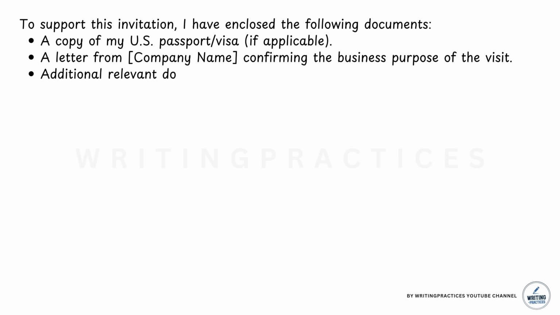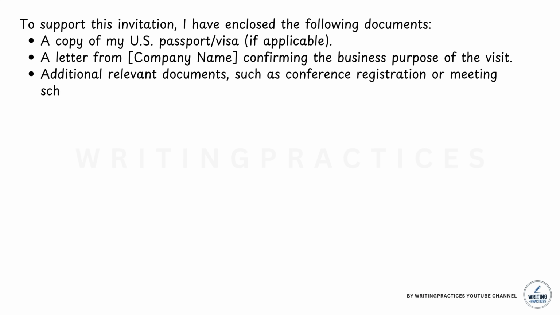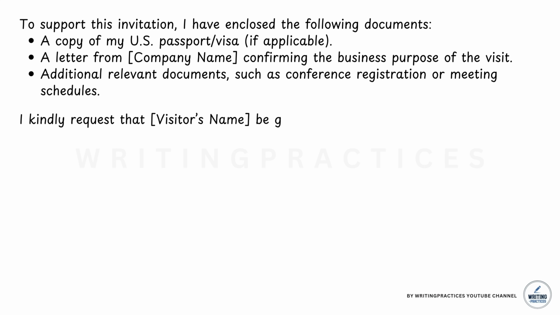These documents serve as proof. They reinforce the credibility of your invitation and help the visa officer confirm the business purpose and your own identity or legal status. Always include anything relevant that supports your explanation. Closing paragraph, the final request. Then we wrap up the letter with a respectful closing paragraph that reiterates your request and offers your contact information.